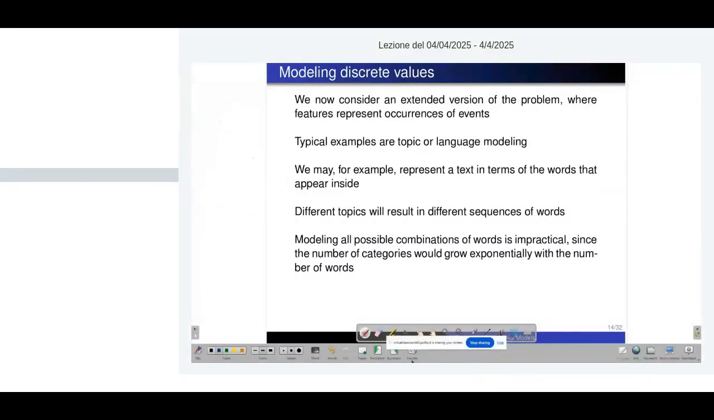Now, before we move to this, let's go back to the categorical model and see how this can be extended to create models, for example, for tasks where we need to manipulate more complex structures, for example, text.